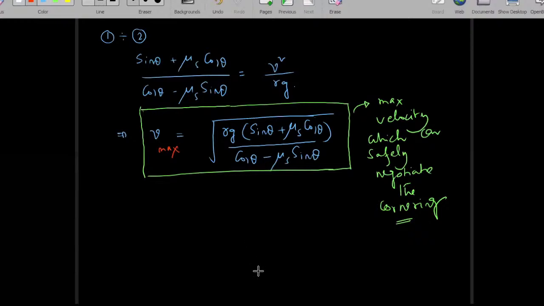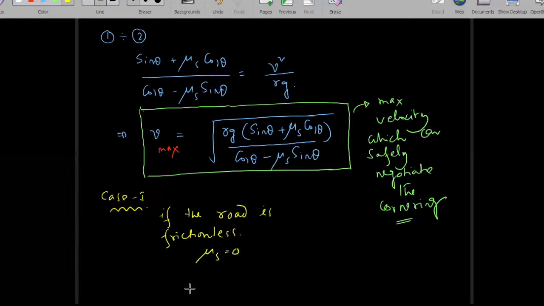Okay, those. Now let us have case studies. What are the case studies? The first case we are studying, case 1. So in case 1 we are studying if the road is frictionless. If the road is frictionless, this mu s is going to be 0.